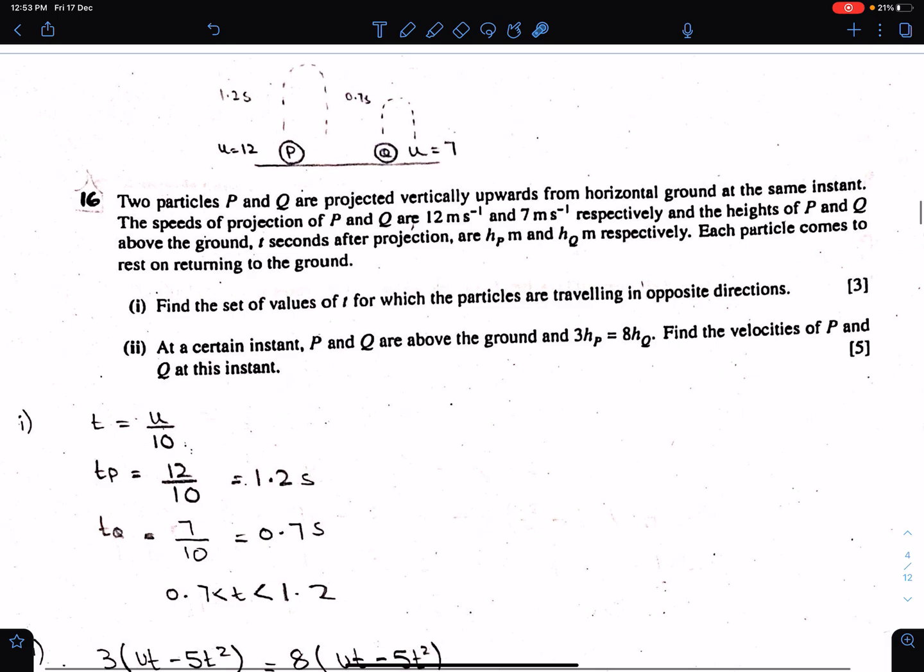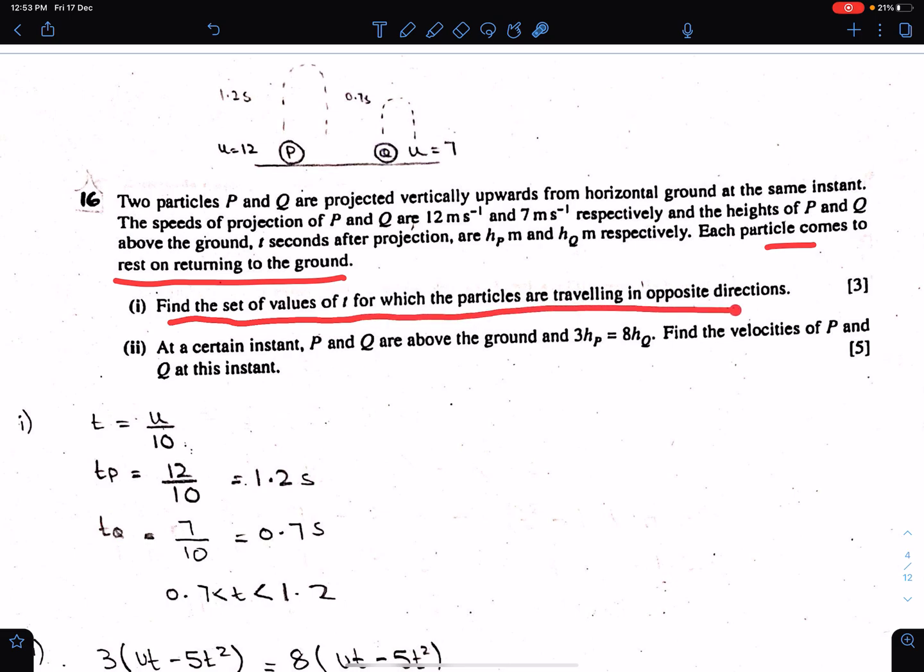This is the next question. Two particles P and Q are projected vertically upwards from horizontal ground at the same instant. The speeds of projection of P and Q are 12 and 7. This has 12 and this has 7 meters per second initial velocities. And the heights of P and Q above the ground, t seconds after projection, are HP and HQ. Each particle comes to rest on returning to the ground. Find the set of values of t for which the particles are traveling in opposite directions.